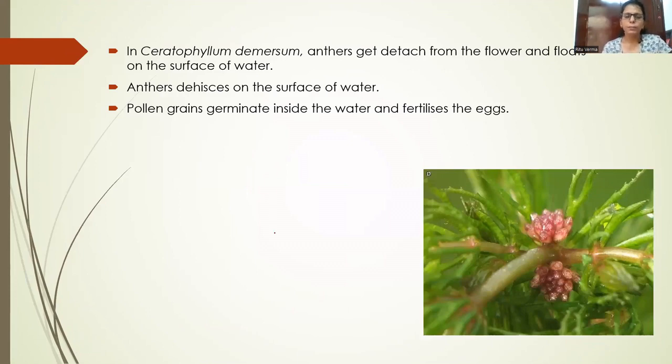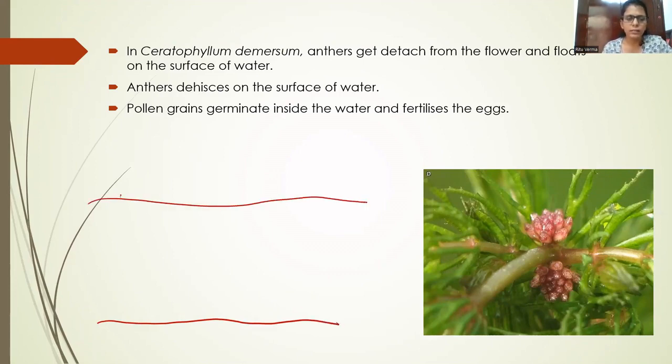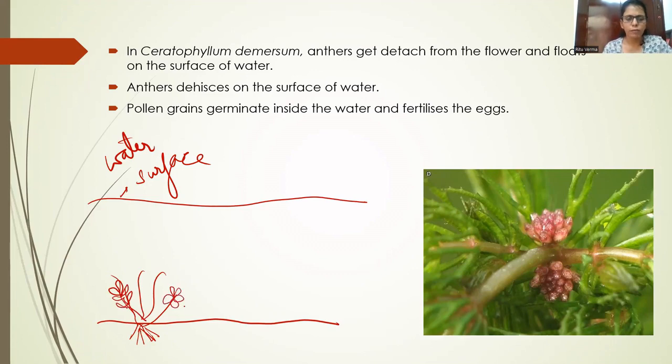Now in Ceratophyllum demersum, for example, this is the ground surface of the sea, and this is the water surface. This Ceratophyllum is also a rooted plant. For example, this is the male flower, and this is the female flower. In actuality the flowers do not look like this. This is only for understanding the process.